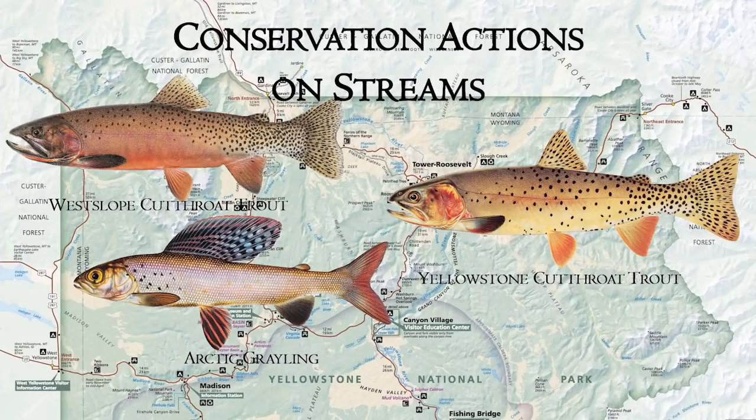Outside of Yellowstone Lake, we've been completing several projects to restore not only Yellowstone cutthroat trout in the northern range as shown here, but also other important native fish species, west slope cutthroat trout and Arctic grayling, native to the Gallatin and Madison drainages in the western region of the park.